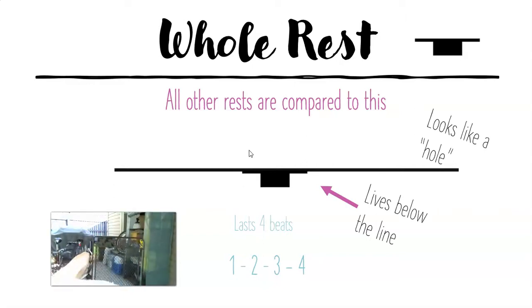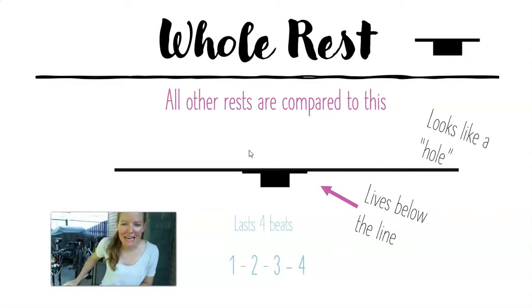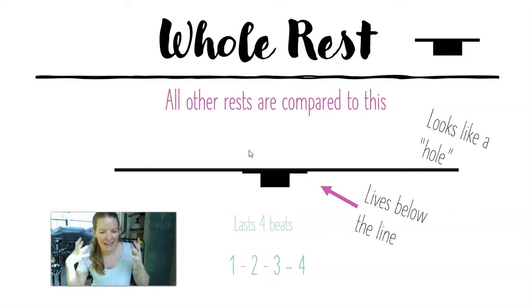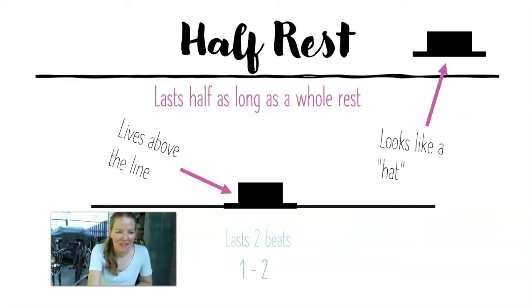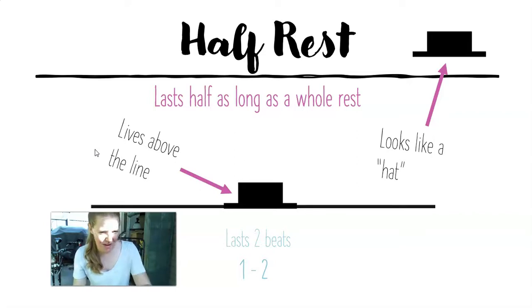It lives below the line, and it lasts for 4 beats, and like the whole note, all of our rests are compared to this one, because it's worth the most. So then, halving it, like we did before, the half rest is half of the whole rest, and we actually flip it upside down so it looks like a hat on the line or on the space, and it is worth 2 beats. 2 beats of silence, to be specific.